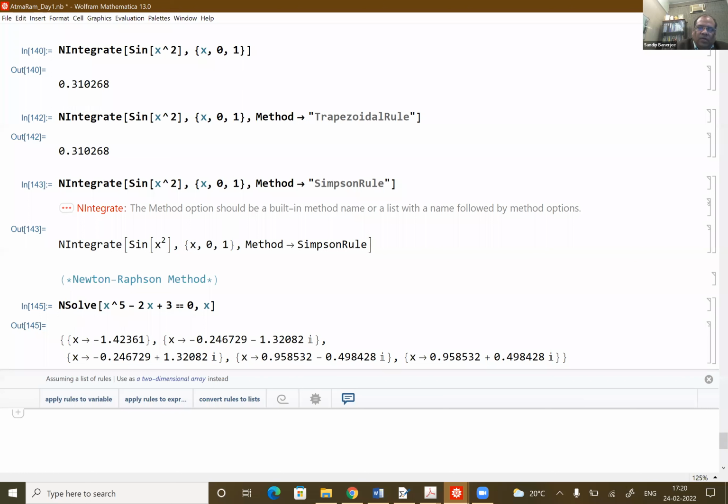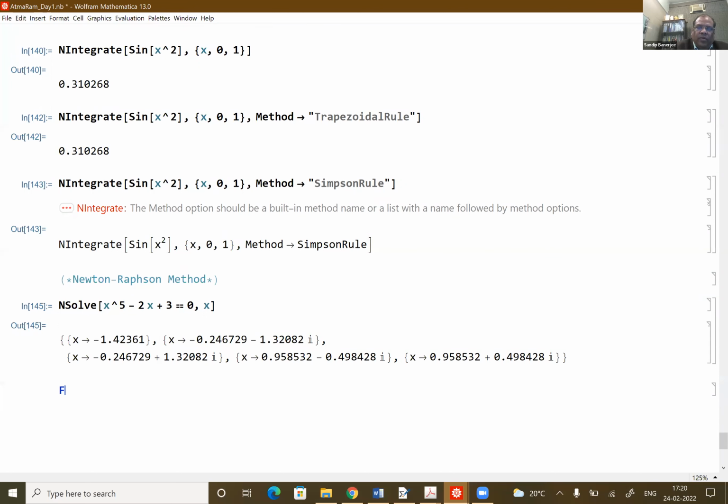Another is FindRoot. So the advantage of FindRoot is, let's see what it gives. Here you only have to give the expression, and I have to give x, and I have to give an initial value. Say I put 0. Let's see what it gives.